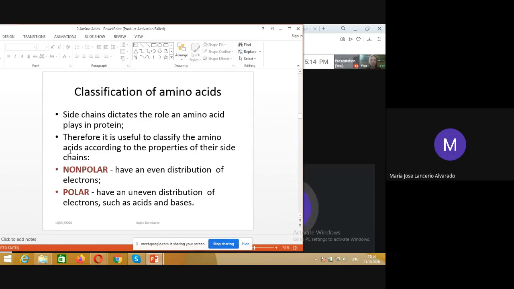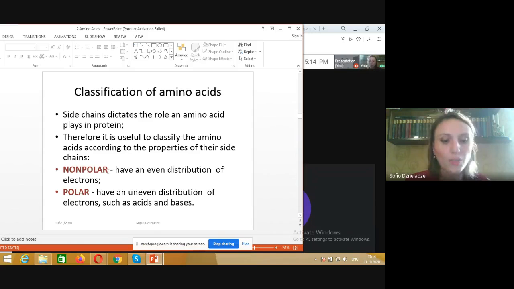Once again, non-polar amino acids are hydrophobic. They are afraid of water. But why? Because they have an even distribution of electrons. They have no electrons to donate to water. That's why they hate water. They repel water, and a good example is fats or oils. We can't dissolve fat or oil in water; they go to the top of the solution.